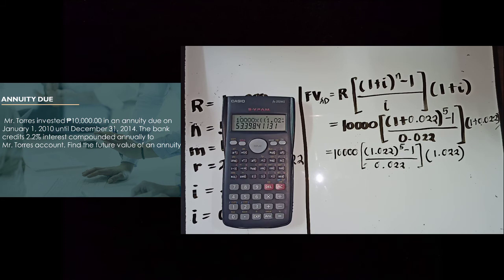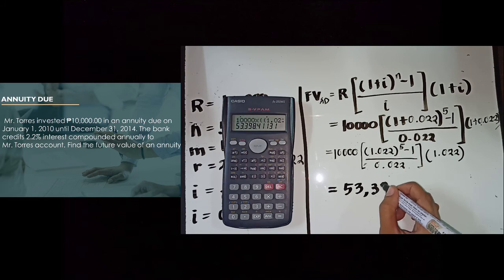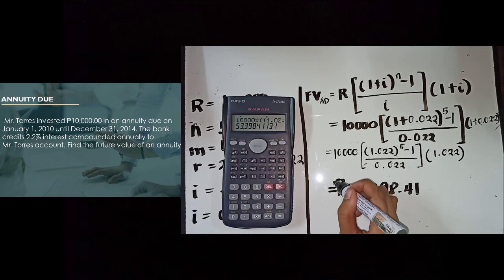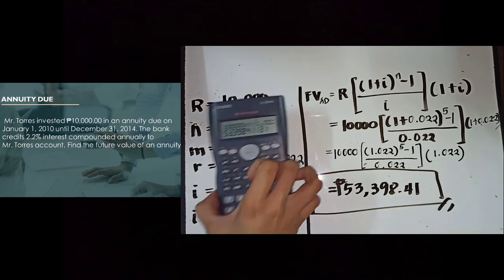Okay, so that is equal to 53,398.41 pesos. Okay, so this is the future value of an annuity due.